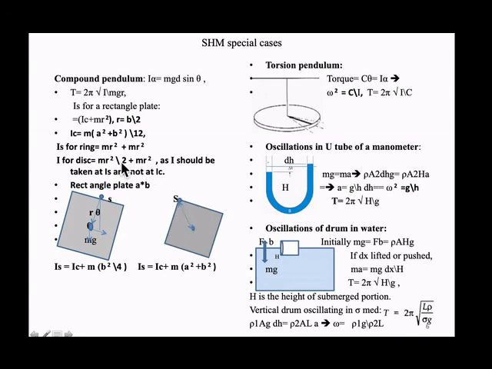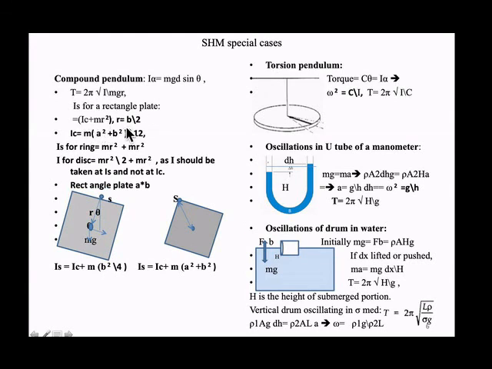In this case, yes. So finally, what is the time period? 2 pi root I by mgd. Time period is 2 pi root I by mgd. So here, what is mgd? Here d is this distance. So I is again where it is hanging, so we should know from this and add the m r square. So 2 pi root I by mgd is the time period for such compound pendulums.